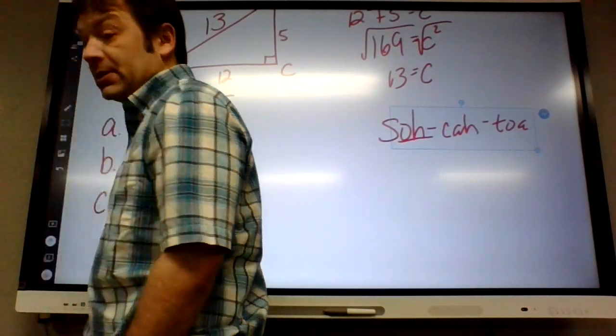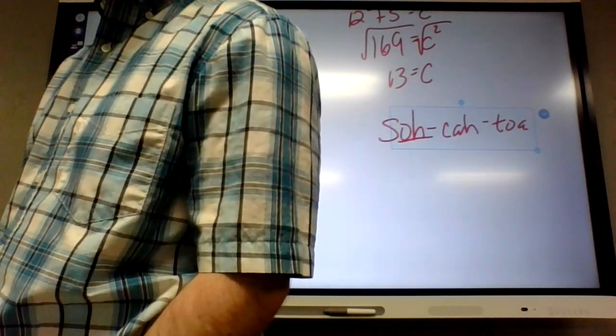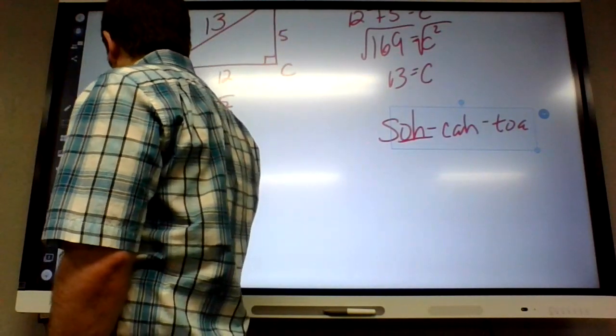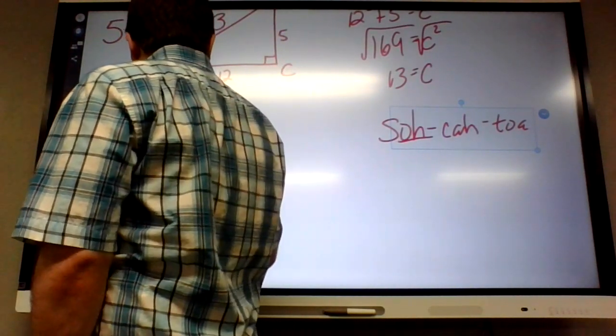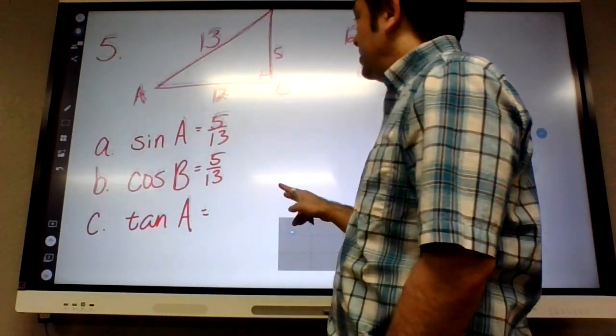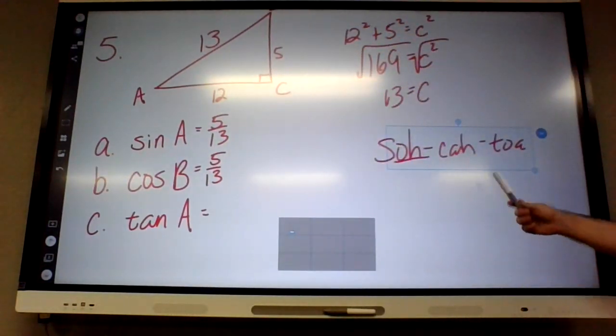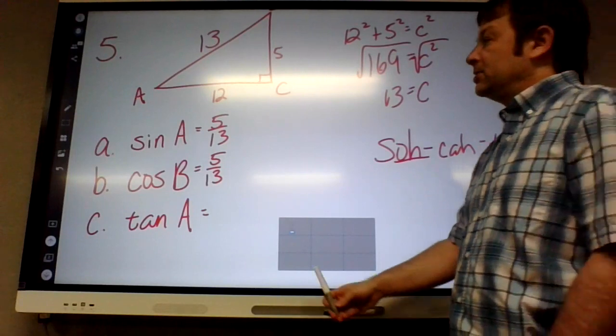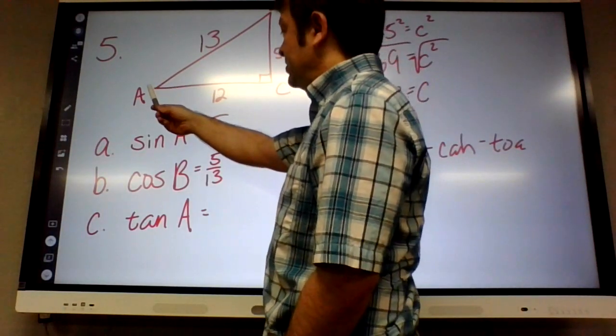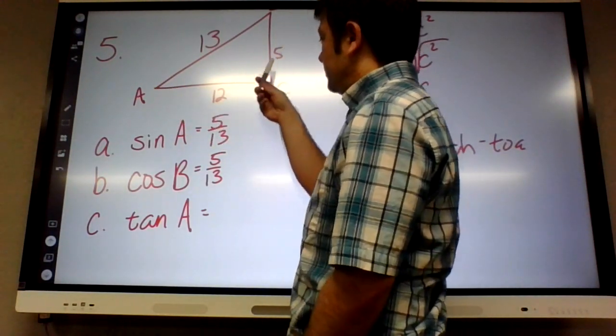All right, C, tangent of A. Okay, tangent of A is supposed to equal opposite over adjacent. So what's opposite of angle A? 5. What's adjacent?